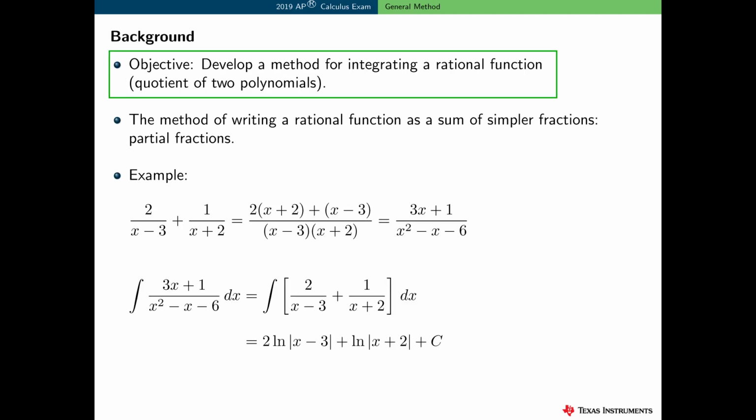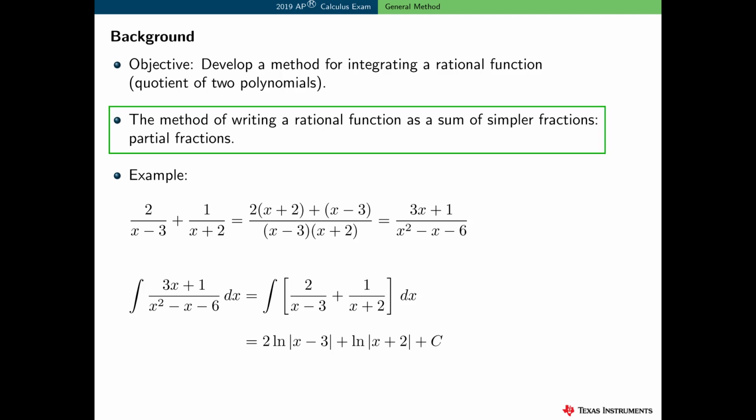The objective here is to develop a method for integrating a rational function, the quotient of 2 polynomials. The general method for solving this type of integration problem is to rewrite the rational expression as a sum of simpler fractions, called partial fractions. And then, theoretically, we know how to integrate these simpler fractions.